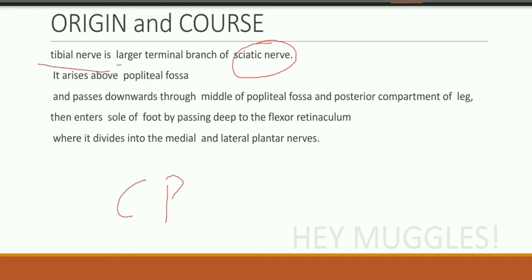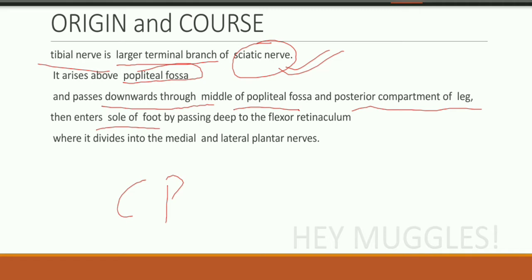So the tibial nerve is the larger terminal branch of your sciatic nerve and it arises above the popliteal fossa. Popliteal fossa is the diamond shaped fossa present behind your knee. After arising above the popliteal fossa, it passes downwards through the middle of the popliteal fossa and the posterior compartment of the leg, then enters the sole of the foot by passing deep to the flexor retinaculum.